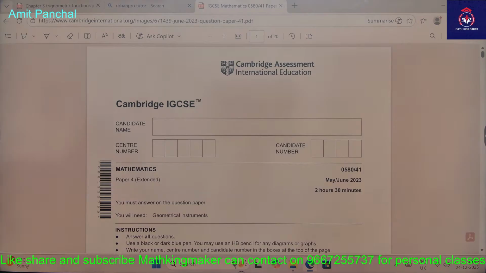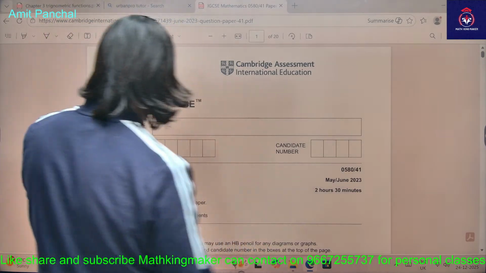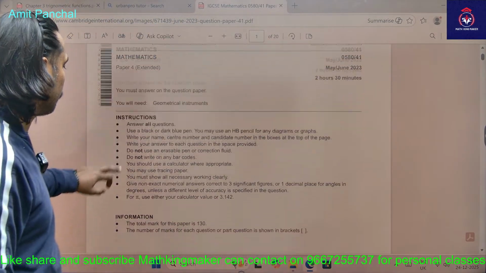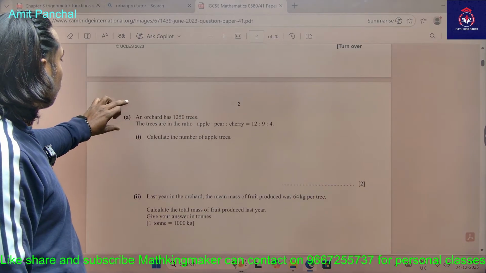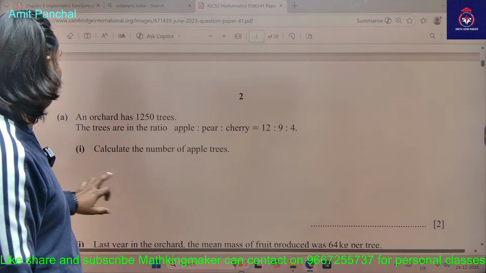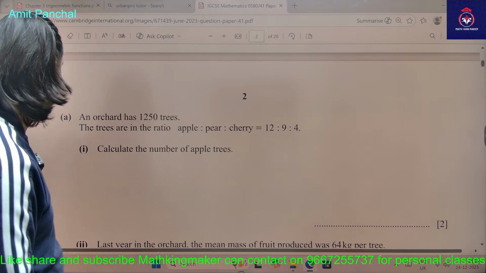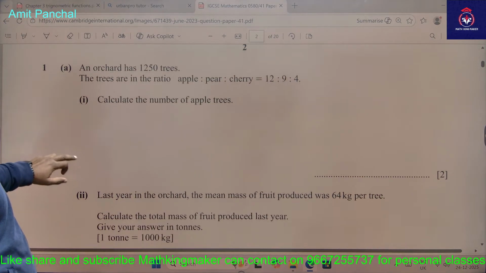Okay. So in which question do you have a doubt? Question 1B2. Yeah.